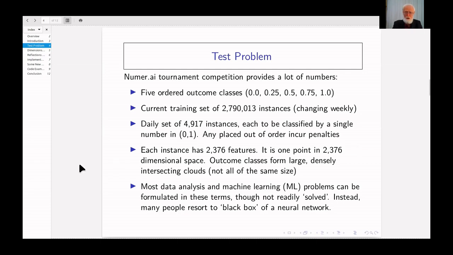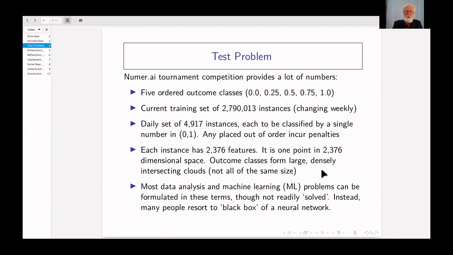Each instance has 2,376 features, so in effect it is one point in 2,376 dimensional space. Outcome classes form large, densely intersecting clouds, not all of which are of the same size, because some of the training examples for some of the outcomes are more numerous than others.